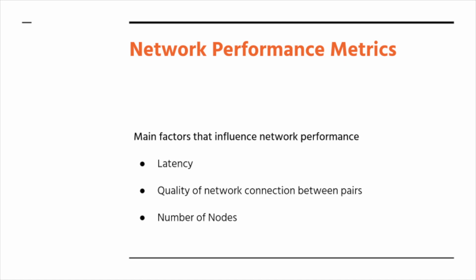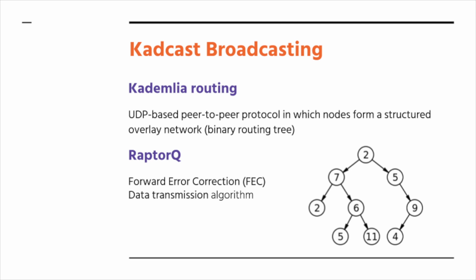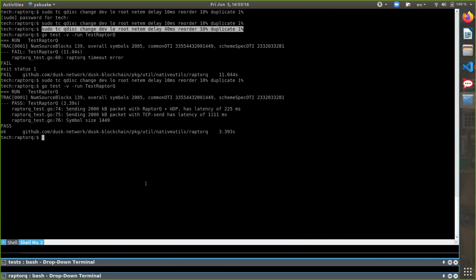So I'd like to show very quickly the results of RaptorQ encoding compared to a simple TCP send. Just to highlight once again, RaptorQ is a data encoding algorithm, or protocol, that helps us transmit data on an unreliable transport, like UDP, in a reliable way without using any acknowledgment packets. And so I have one test here.